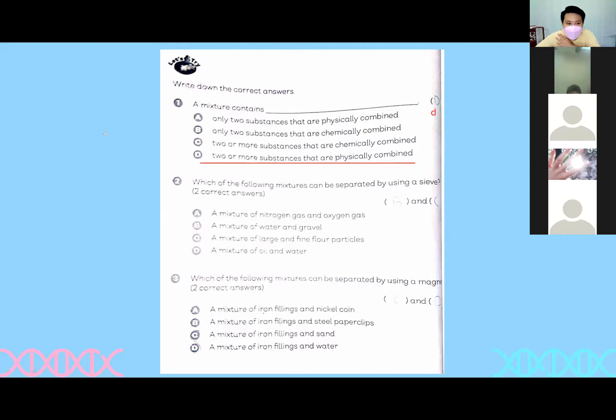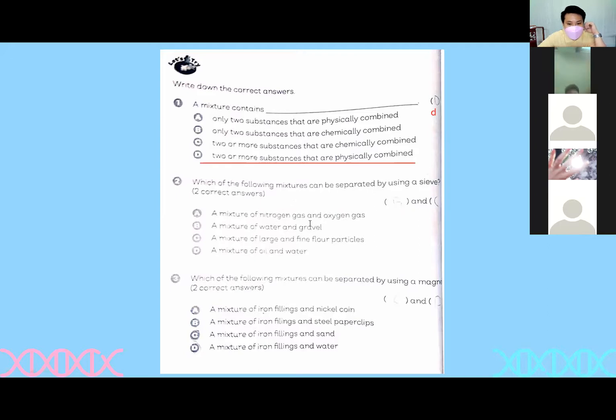Okay, next. Number 2. Which of the following mixtures can be separated by using a sieve? Remember the sieve? Like the one that we use when we separate the sand or the flour? The one that has like a tiny net? That is what you call a sieve. It separates the flour, or the sand from the gravel or from the stones. So what are the two correct answers here?